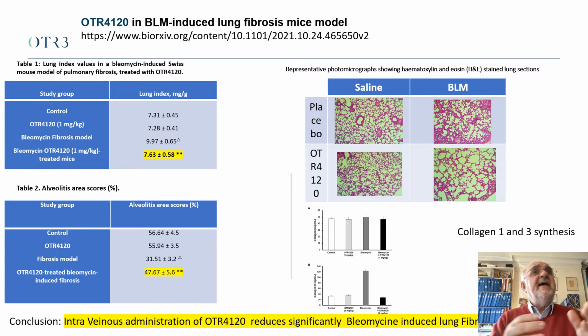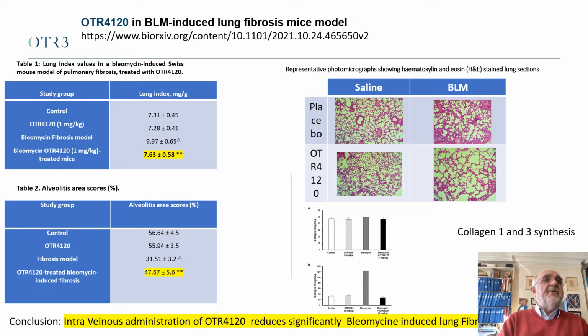which was applied in a bleomycin-induced lung fibrosis model in mice. And here you can see that the lung index, which is the fibrotic type of index, which is in normal animals about 7.3, not affected by the molecule itself, will reach almost 10, but we reverse it to about 9.6 with the introduction of the treatment of OTR3 after this fibrosis induction model.